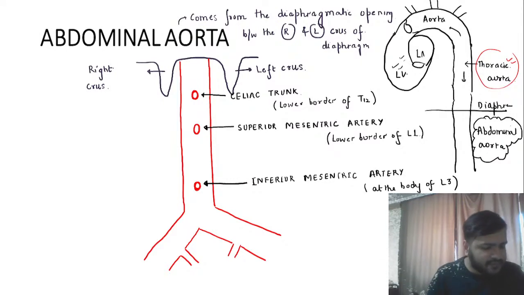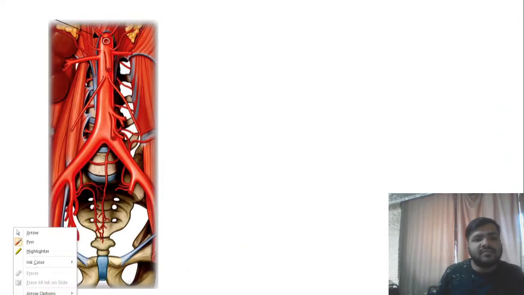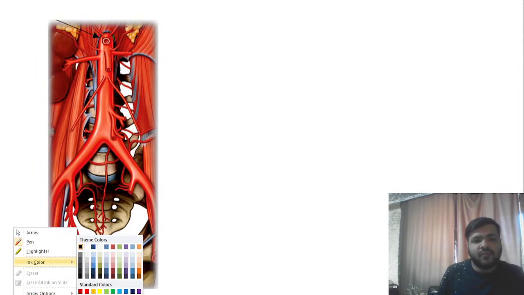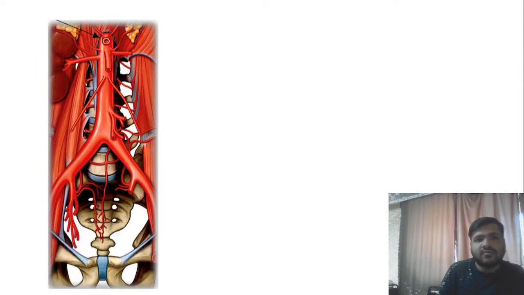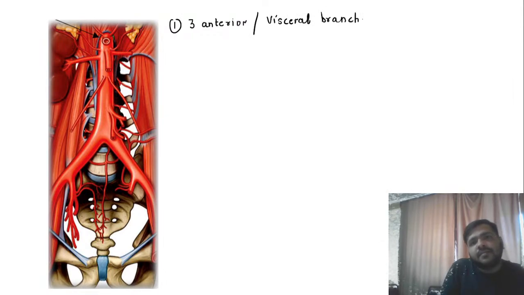So ideally, we have three branches right now, the anterior or the visceral branches. We will just write it in our notes as well, whatever I'm drawing in the picture. So you should know the branches as well. Remember that we have three anterior or visceral branches. Side by side, just write it down, beta, because it will complete your notes as well.